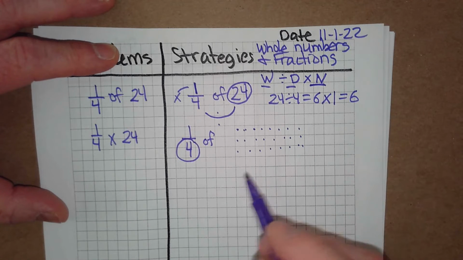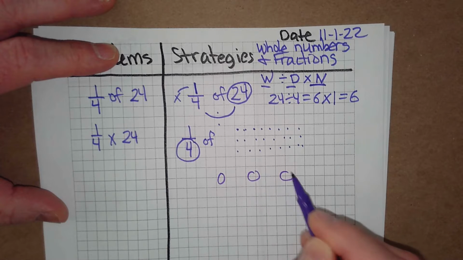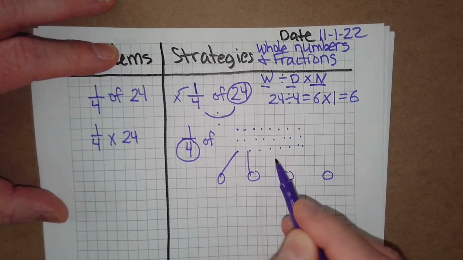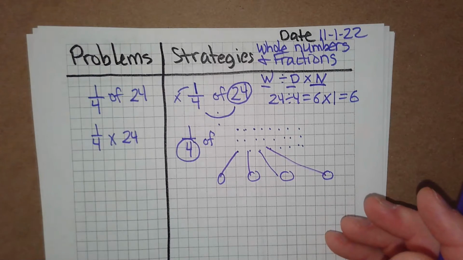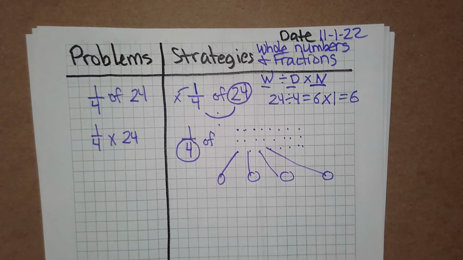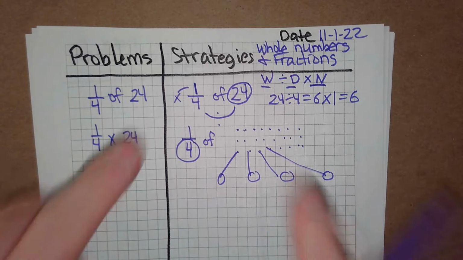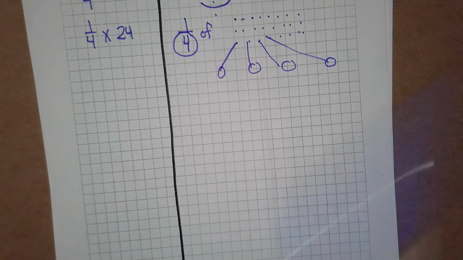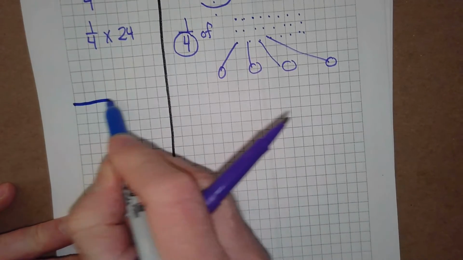If you want to make 4 groups, here's my 4 groups, 4 kids. Each kid gets a grape. 1, 2, 3, 4, and keep sharing them out until you're done. Go right ahead. I don't care how you draw your picture or how you solve it. This is going to be the quickest way, though. Okay, let's separate that. Always have to know your whole.